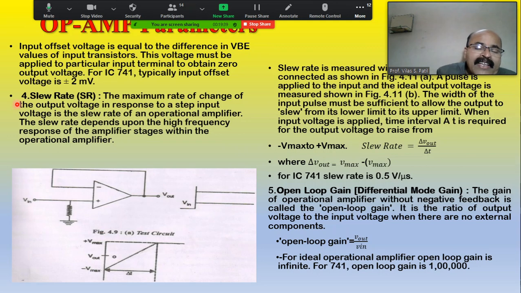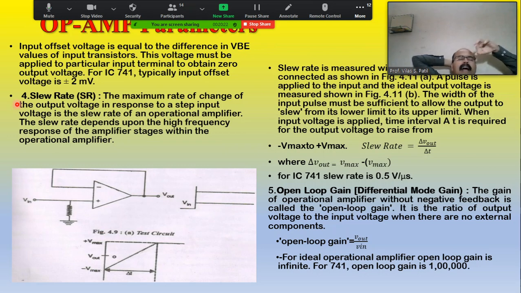And also we need to see what the slew rate is. Here the slew rate is the graph of the change in voltage with respect to change in time. If we take the change in time as unity, then the change in voltage directly gives the slew rate. The width of the input pulse should be sufficient. Here the width is delta t घेतलेली आहे मित्रांनो, and within the required time delta t, the change in voltage will be observed at V out.